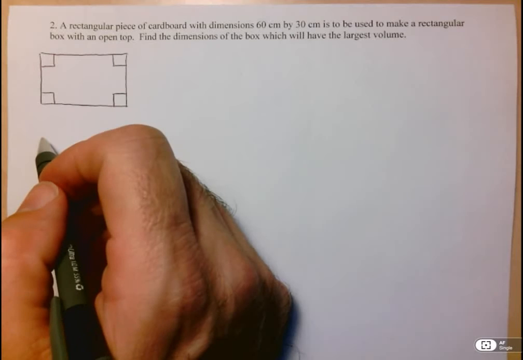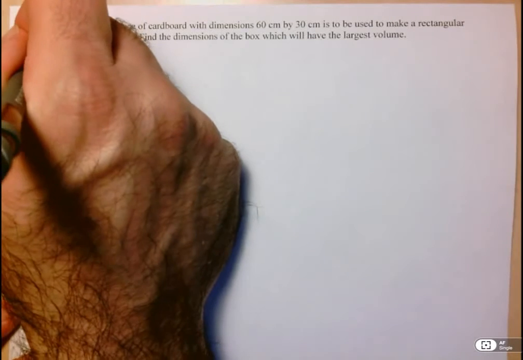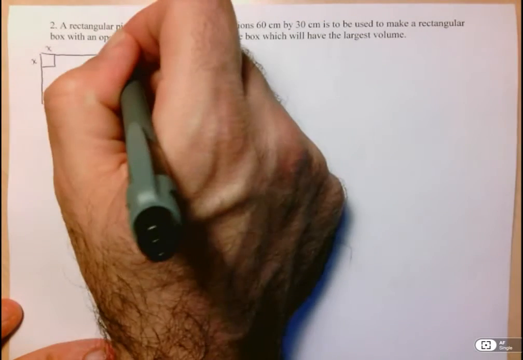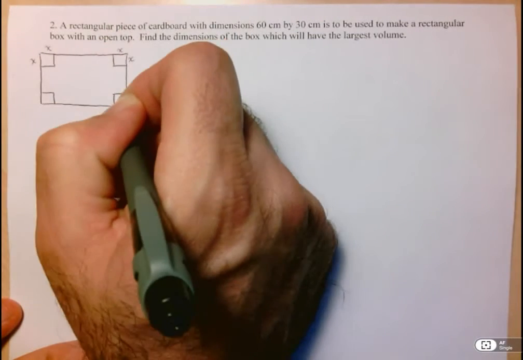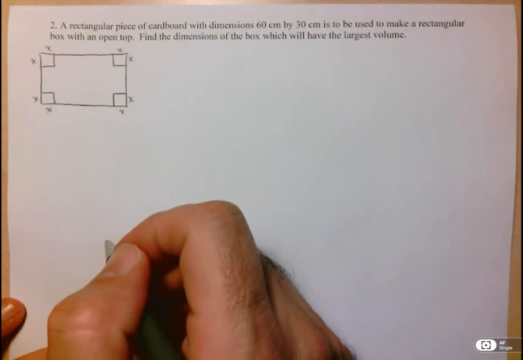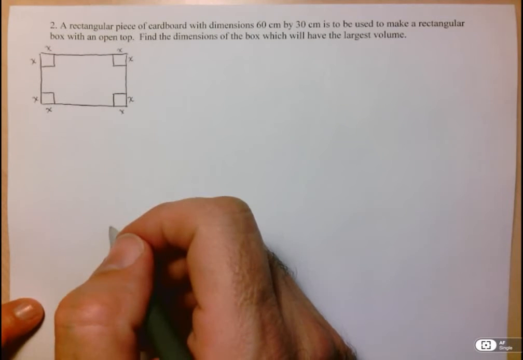What we don't know is how big a corner we're going to cut off, so we'll make that our variable. If that's x, then this will be x, and this will be x, and so on and so forth. Now, what we're trying to do is maximize the volume of this box. So that's where we're going to put our attention.